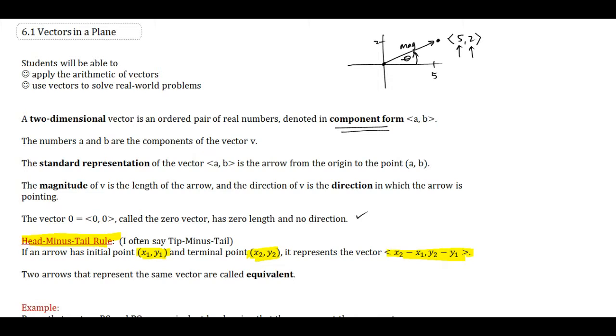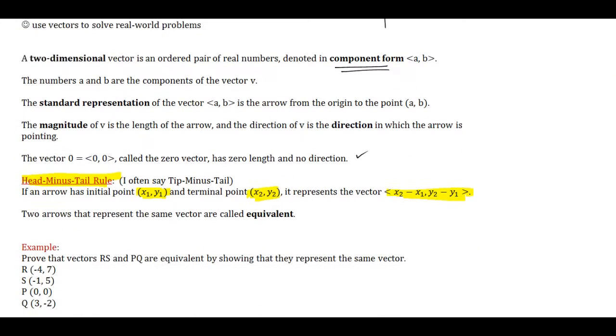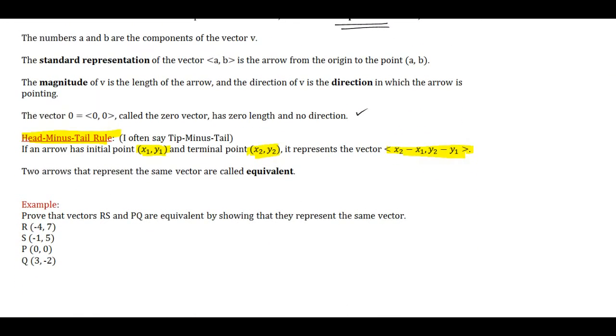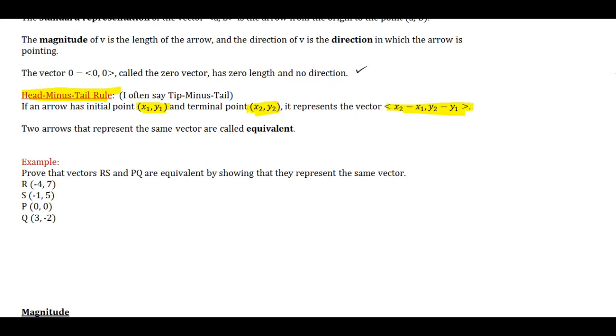Also, if you have more than one vector, we call them equivalent if they have the same magnitude and the same direction. So let's see, what am I talking about here, right? Let's look at this example. I want to prove that vectors RS and PQ are equivalent. Now notice those are points. Notice they have parentheses. They do not have the vector notation. So I'm going to first try to write them as vector notation.